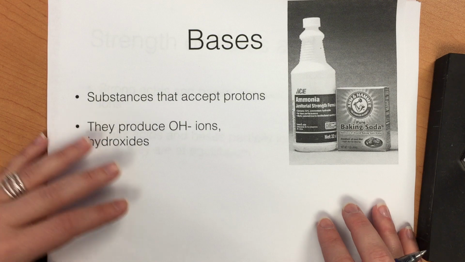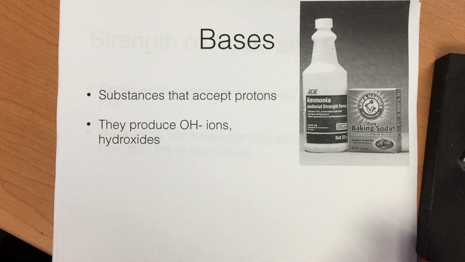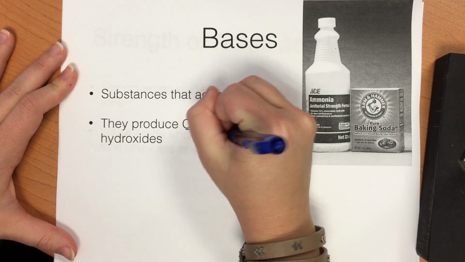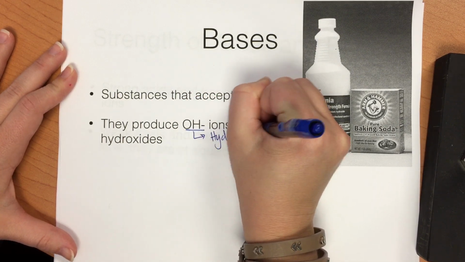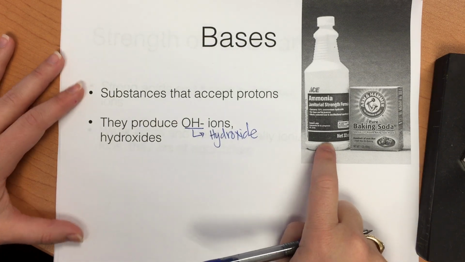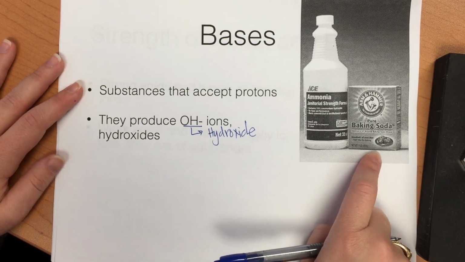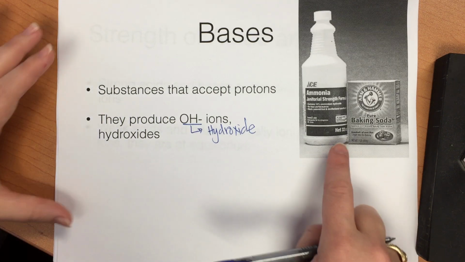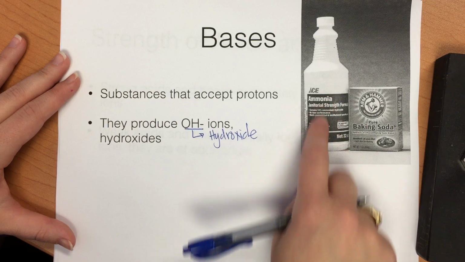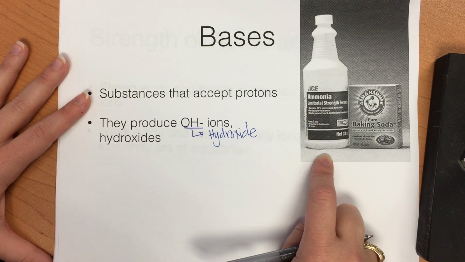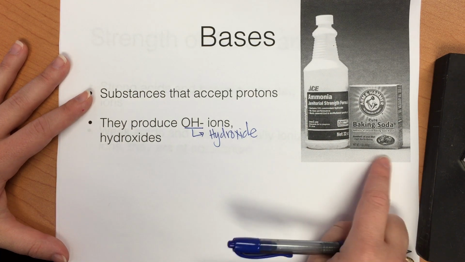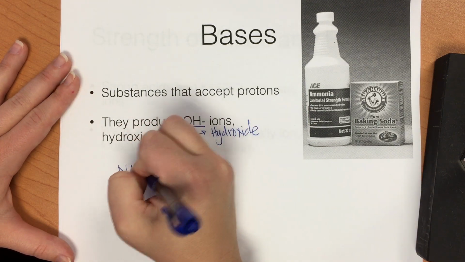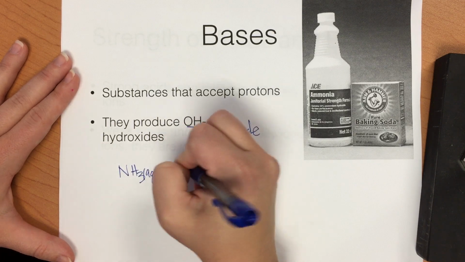So the next thing we're going to talk about are bases. Bases accept a proton, but they produce an OH minus, or a hydroxide ion. And so we have ammonia, which is NH3, and baking soda. And so these are bases that we tend to see every day. Now ammonia is a little different because it doesn't have the classic OH hydroxide group, whereas many of the others do. So ammonia is NH3, in this case it's aqueous, plus liquid water.